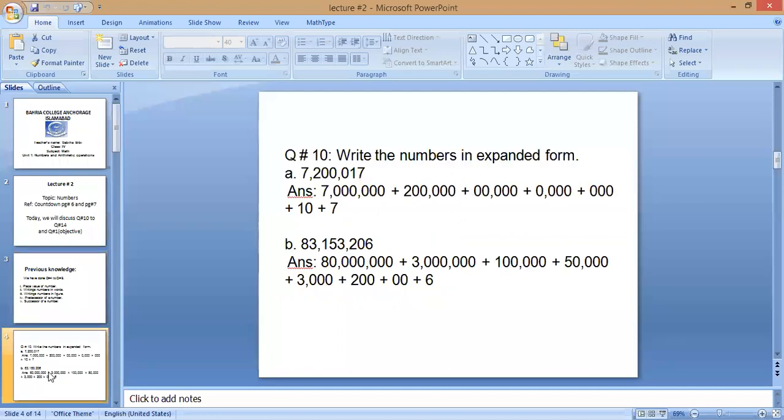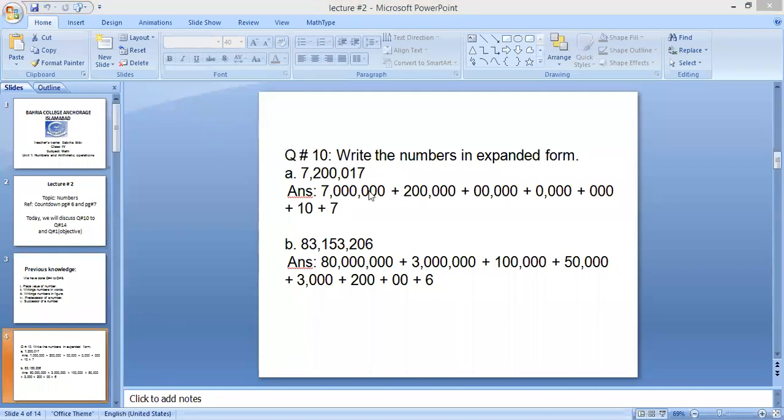Yes, question number 10. Write the numbers in expanded form. Your question number 10 is write the numbers in expanded form. What is expanded form? Expanded form is actually the place value of each digit. You can write the place value of each digit this way.